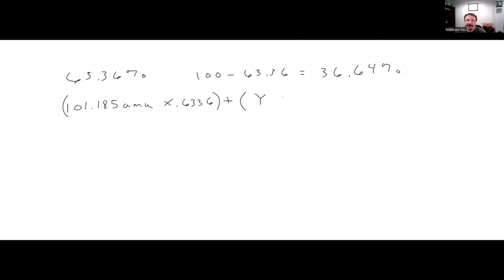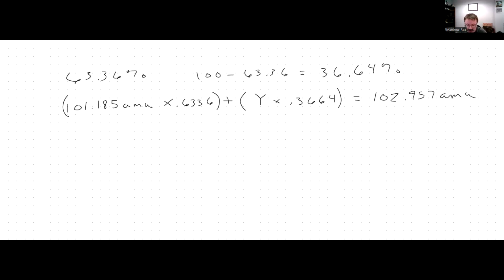Well, now we don't know the mass of the second isotope, so I'm going to make that Y. We do know the abundance. And then this will all be equal to that weighted average or atomic mass from the periodic table. And in this case, we do know that. That's 102.957 AMU. So I can carry out the portions of this that I do know.